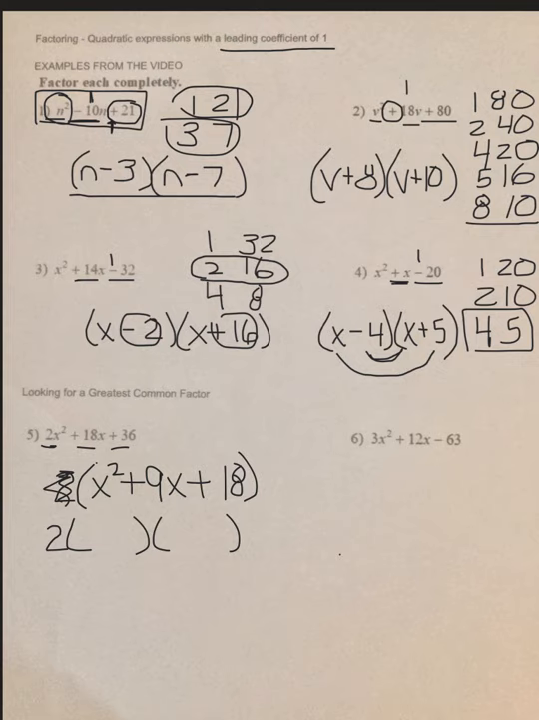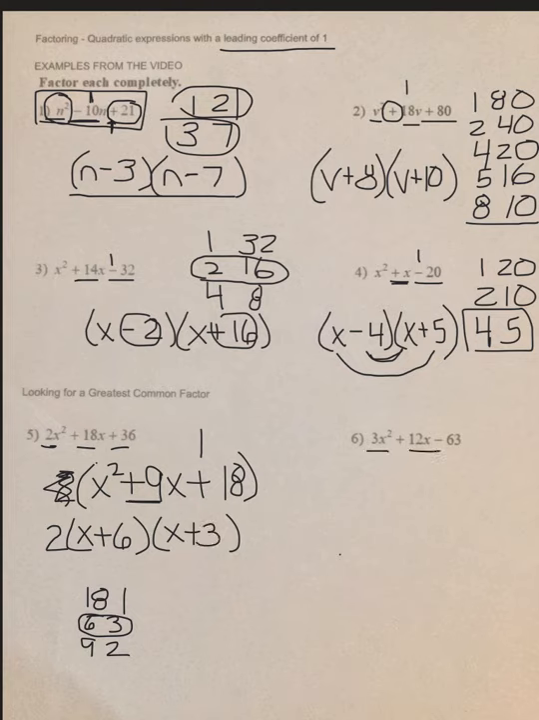You're going to take that 18. You're going to say, okay, how do I get to 18? 18 and 1, 6 and 3, 9 and 2. I want them to add to 9. Since 6 and 3 multiply to 18 and add to 9, x plus 6, x plus 3.